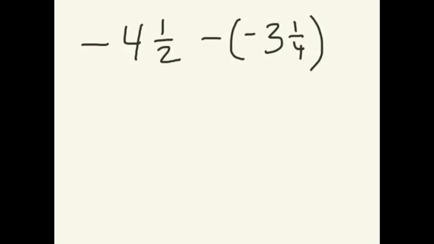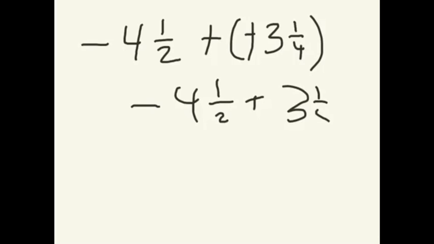And for the very last one, I'm going to keep change opposite. When I do that, my problem is actually negative 4.5 plus 3 and 1/4. So again, the signs are different, so I'm going to subtract. I'm going to put the larger fraction on top.